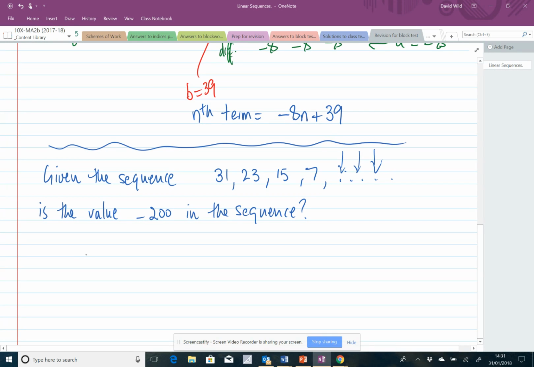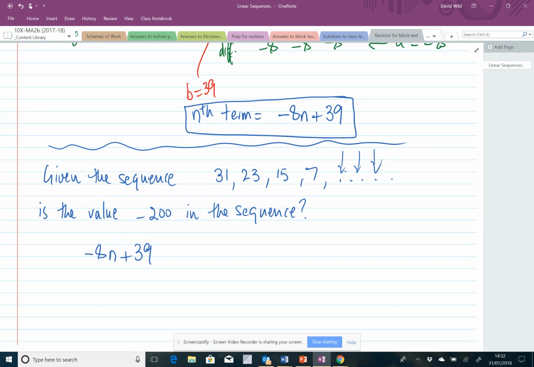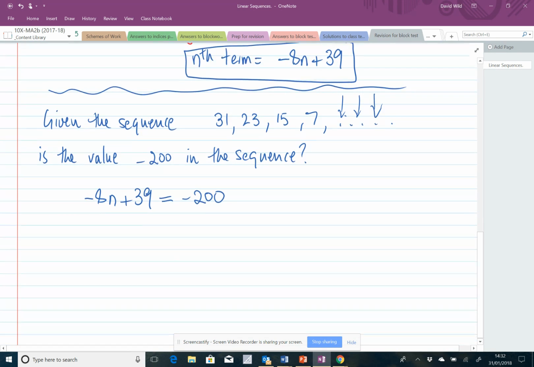So our nth term, remember, was minus 8n plus 39. That's what we got from our previous answer up here. So we want to work out, is there a value of n such that the term gives you minus 200? So I'm going to test this out. If I try and work this out, what value of n do I get?